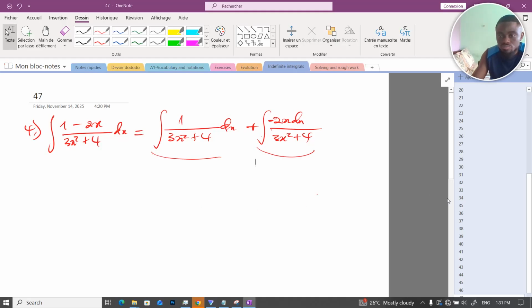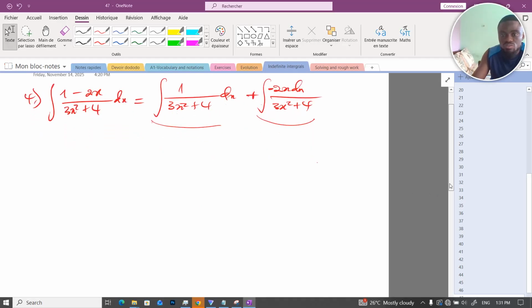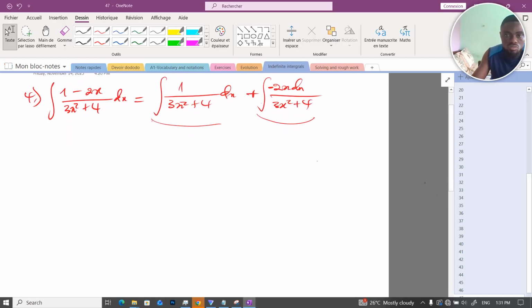Okay, that's it. Now we shall calculate this integral and we calculate this other integral. Is that okay? Let's start with this first one because it will be very easy to calculate before going to the last one, which will take us some time. Okay, finding the integral of minus 2x dx all over 3x squared plus 4.